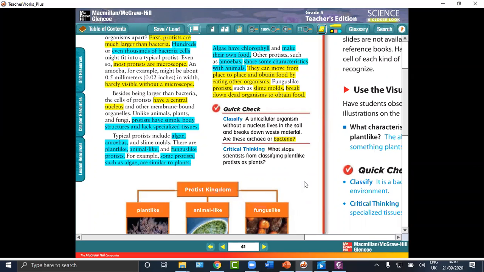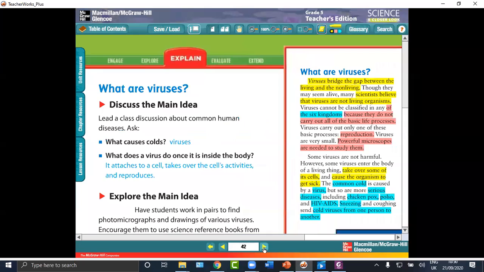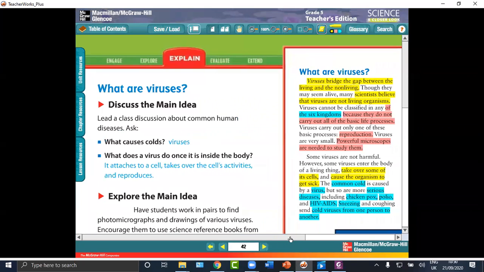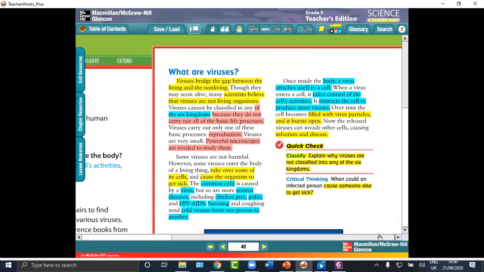Okay, now page 42. Page 42. What about viruses? We explained all this information. You can put a highlight and write the answers for the quick check.